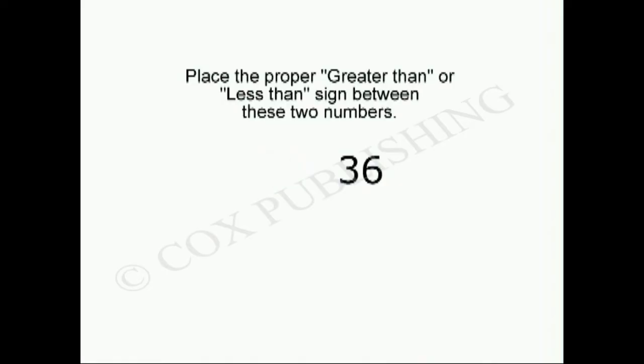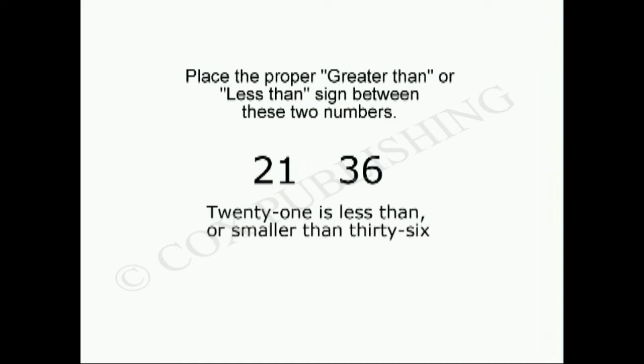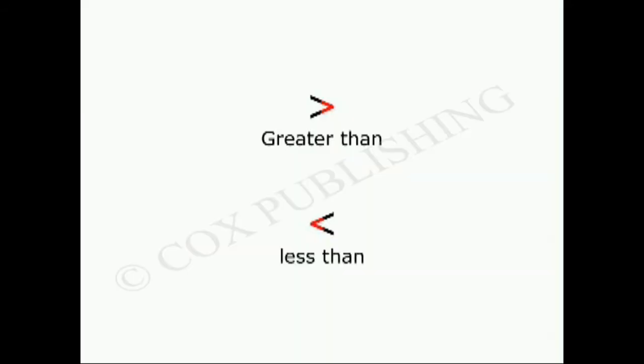Yes, I know that reading from left to right, 21 is smaller than 36. The tip of the arrowhead points to the 21 because that's a smaller number, and I read that as 21 is less than or smaller than 36. Okay, let me ask you a question before we move on. What if you forget the definition of greater than or less than? What could you do to remember them?